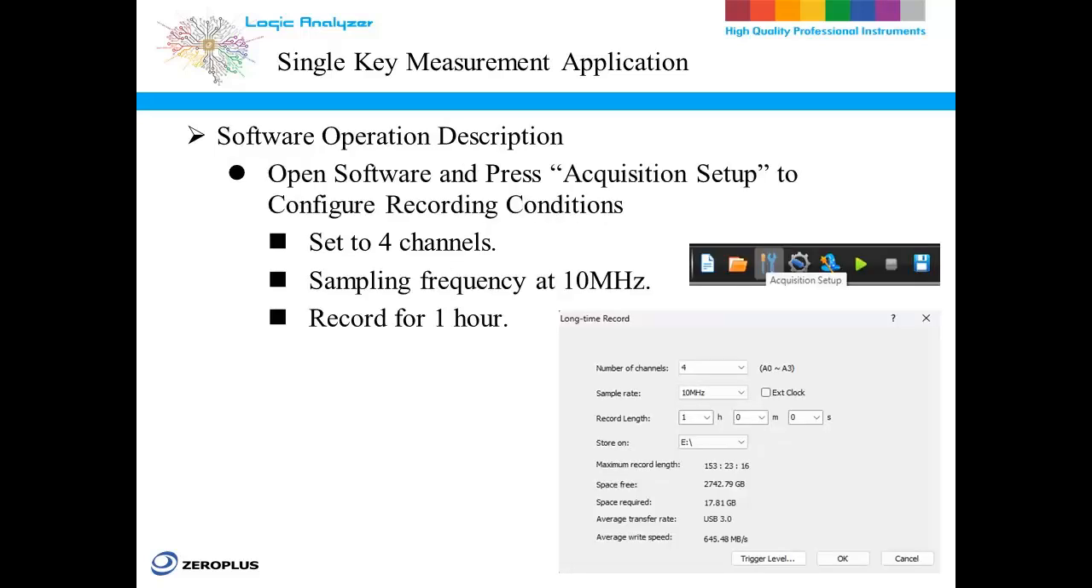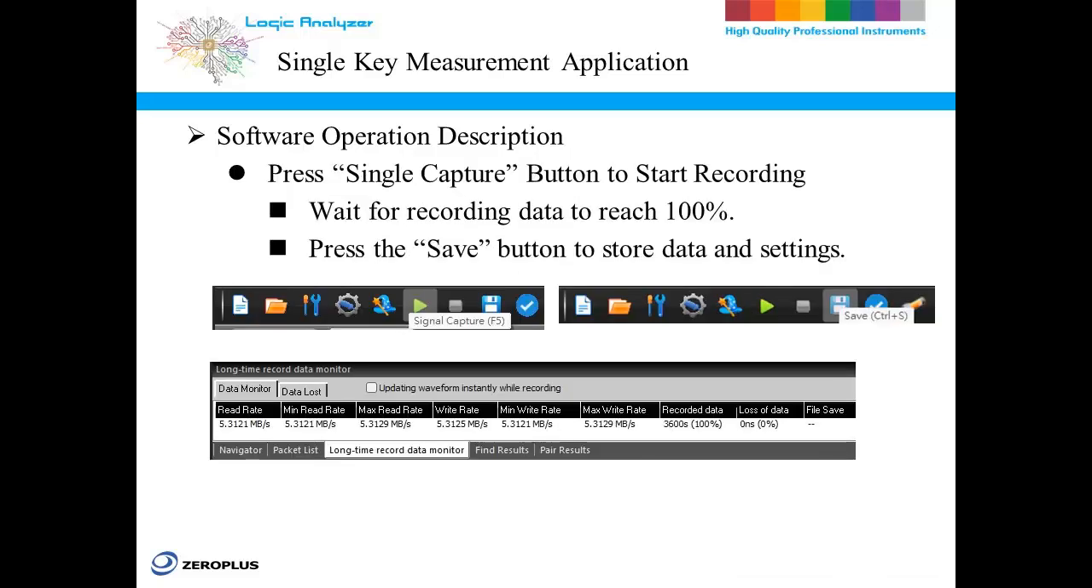Now, let's go over the software operation. Once you launch the software, just click on Acquisition Setup to configure the recording settings. Here, we'll select 4 channels, set the sampling rate to 10 MHz, and set the recording duration to 1 hour. Next, when you click the single capture button, the data recording will start.